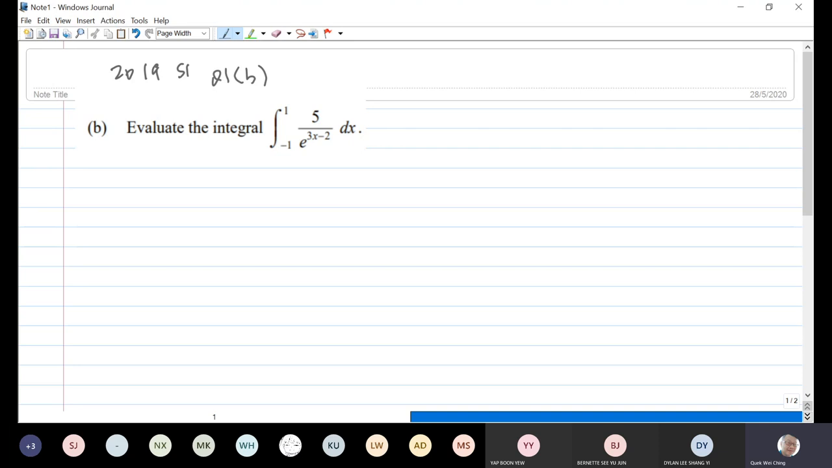How do you integrate this one? So a simple revision. First of all, how do you integrate e power ax first? Okay, integrate e power ax is 1 over a e power ax or so.